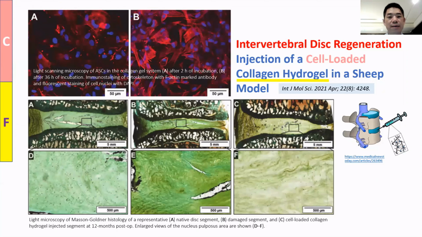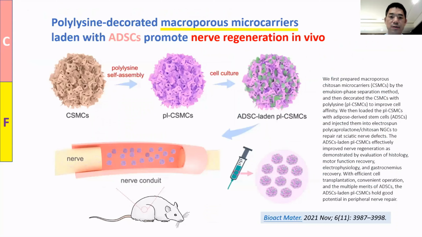And this is another example showing that there's no extracellular matrix added on the cells, but the cells are laden inside the scaffold in this sheep model of intervertebral disc injection for regeneration. The cells are loaded inside the collagen hydrogels for regenerative purposes. And this is another example showing a cell-laden scaffold in a different form to treat nerve regeneration in vivo.